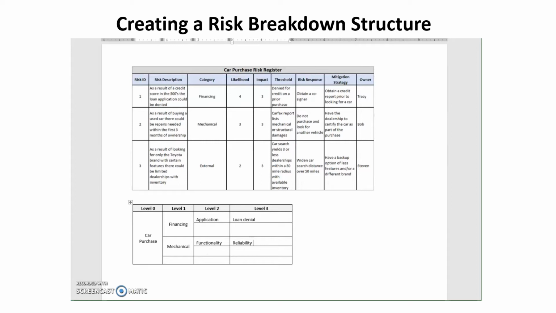As a result of buying a used car, there could be repairs needed within the first 3 months of ownership. The category listed is mechanical, so we list that as our level 1, which is the category. Level 2 is a 1 to 2 word description of the risk. So in this case, with repairs could be needed, it's related to functionality, or if you wanted to use performance, that's up to the project team and project manager. And the actual risk relates to reliability, because the car may not be reliable in needing repairs so soon, which is a risk.